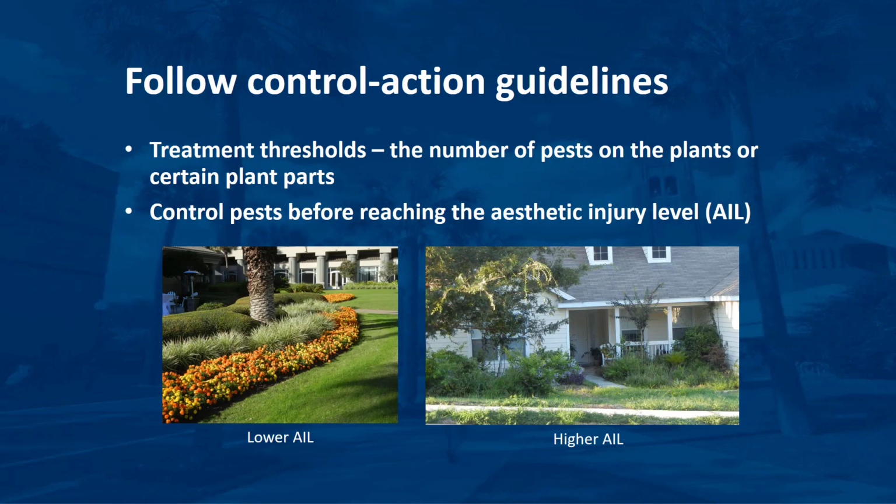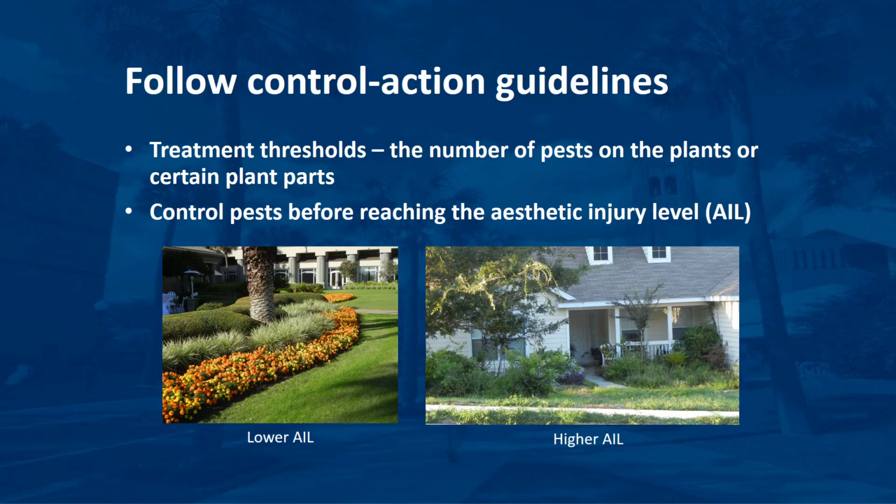You may use treatment thresholds to decide when to control a pest. The treatment threshold refers to the number of pests on the plants or certain plant parts. If pests reach this number, begin control measures to prevent reaching the AIL. Sometimes, though, you may have to treat certain pests well before the damage appears. You may need to control pathogens that cause disease before they begin developing. If you do not, they will develop and spread rapidly if the environment is favorable.